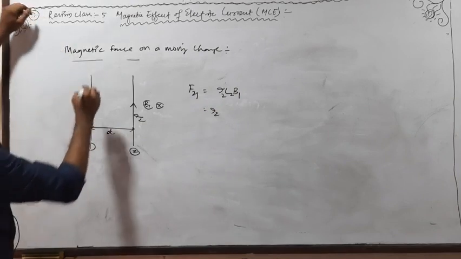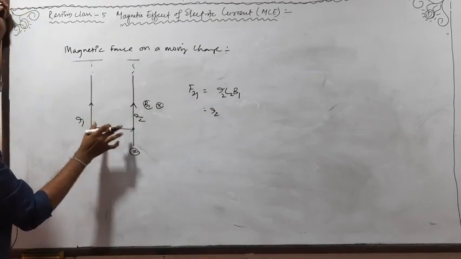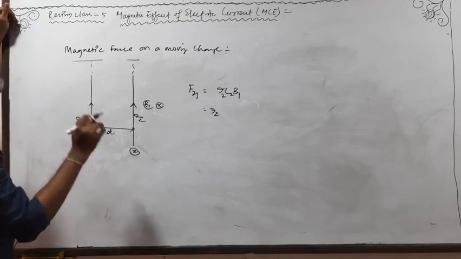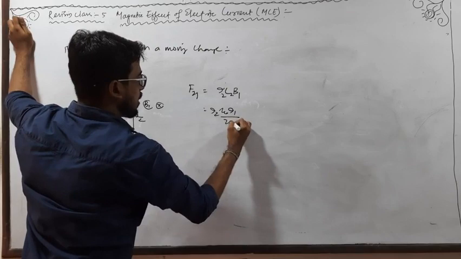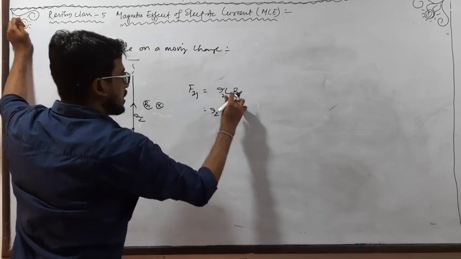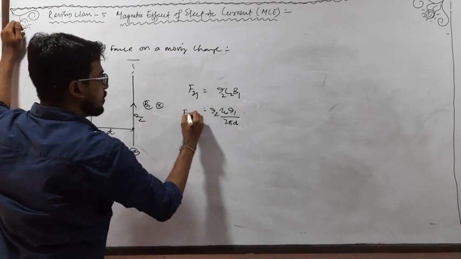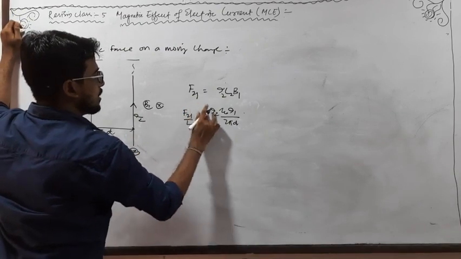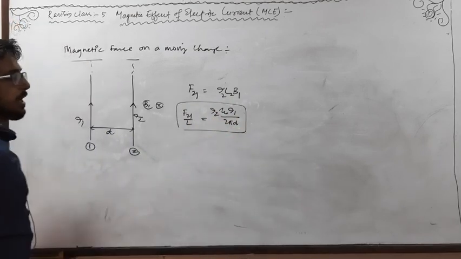Due to an infinite current carrying conductor, the magnetic field strength at a distance D will be mu naught I by 2 pi D. So it will be mu naught I1 divided by 2 pi D, into length. As this is an infinite length, we have to find the force per unit length. So the force per unit length will be mu naught I1 I2 by 2 pi D.